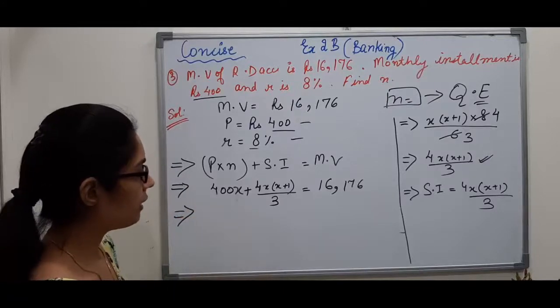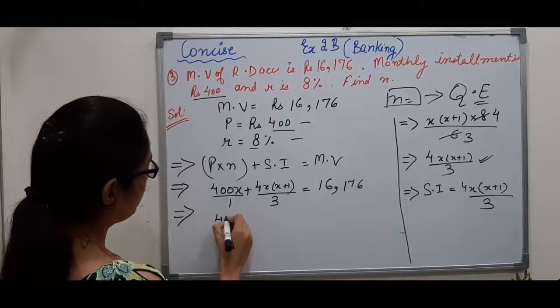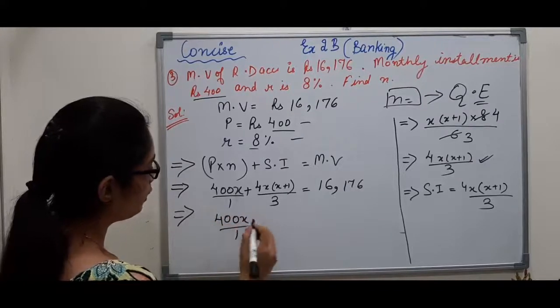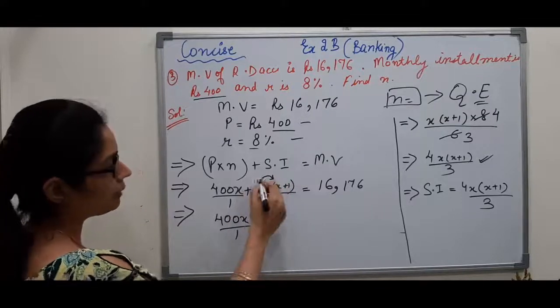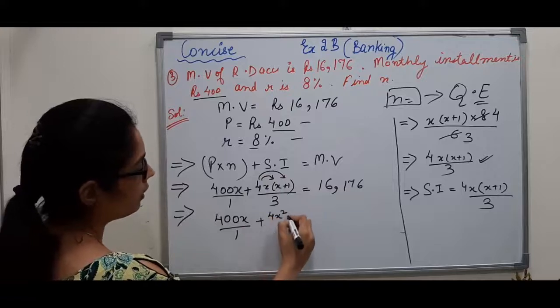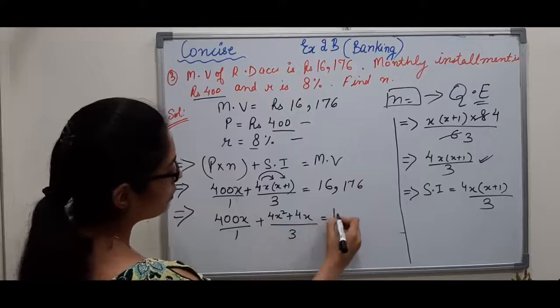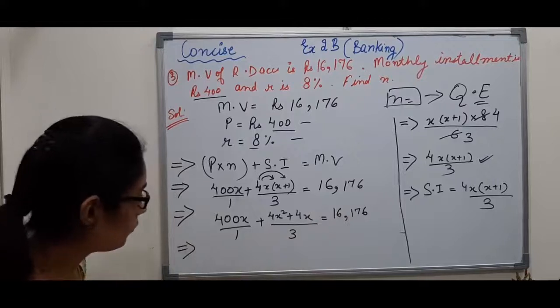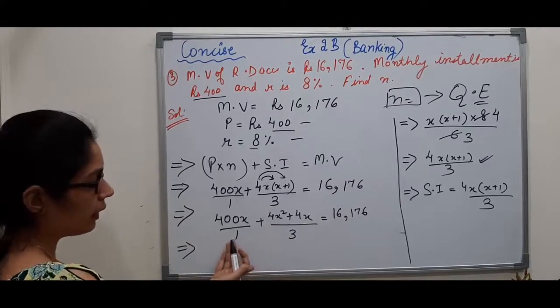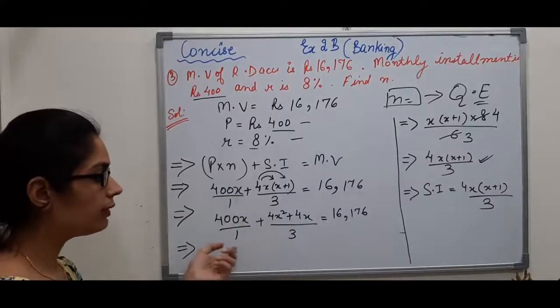Let's try to simplify this. I will write it as 400x upon 1 plus 4x square, this will multiply with x also and with 1 also, so it will be 4x square plus 4x upon 3 is equal to 16,176. Since 400x has 1 as the denominator, I have written 1. The other term has 3 as the denominator. I will take their LCM.